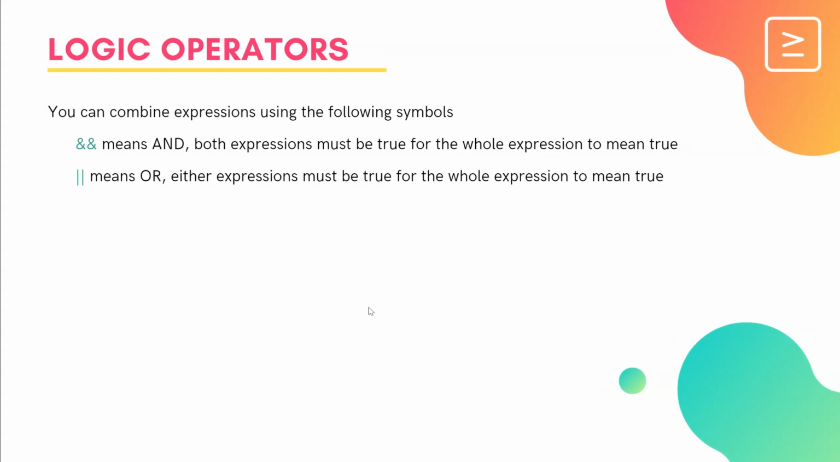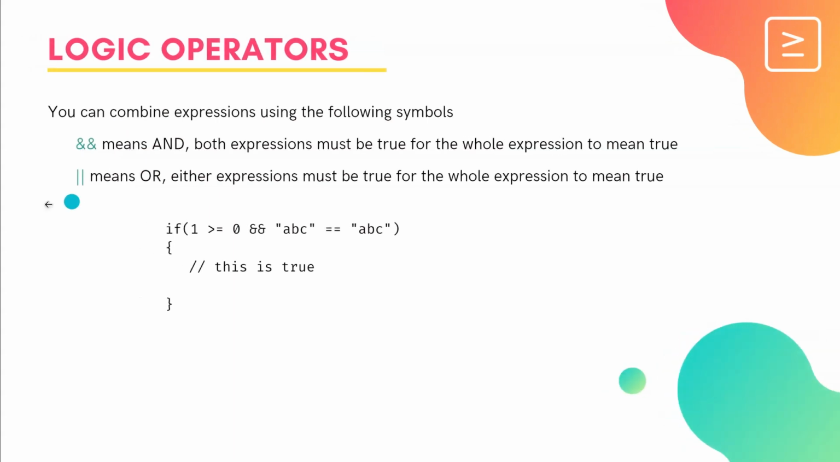One thing you can also do is combine expressions using the following symbols. You can use a double ampersand here, and this means and. So if you have two expressions, both of them have to be true for the whole expression to also be true. You can use or, which is these two vertical lines, which you might have a tricky time finding on your keyboard for the first time because they're rarely used. But two of those means or. So we might have two expressions, and if either of those is true, then the whole expression will be true.